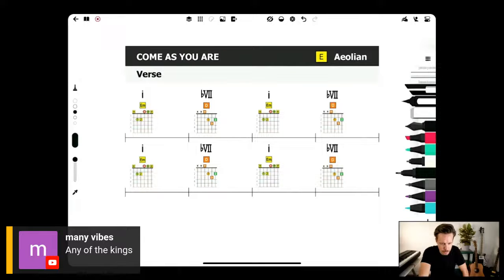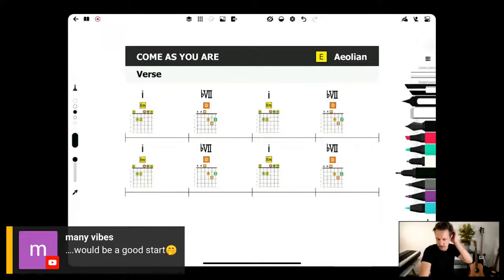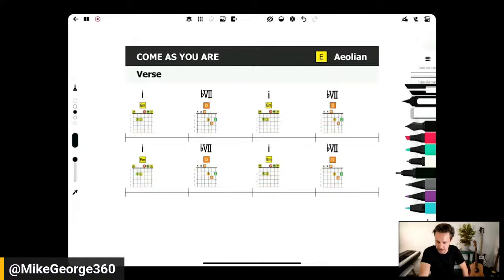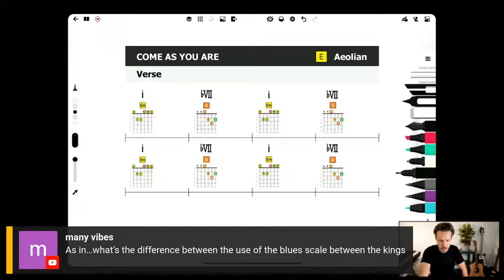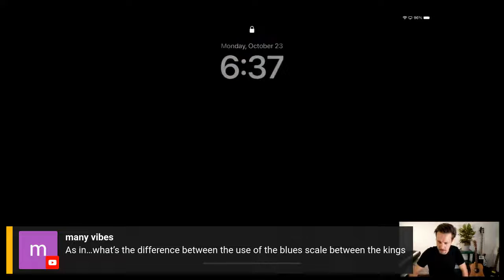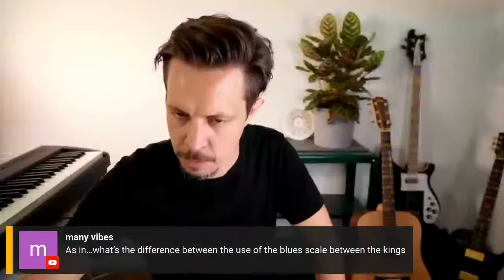Okay, so any of the Kings, I guess I don't know, would be a good start. Oh, interesting. I would need to hear some of their stuff to know what it sounds like. Okay, what's the difference between the use of the blues scale between the Kings? I guess I don't know what you mean. How do you mean? Just so I can speak to it knowledgeably.